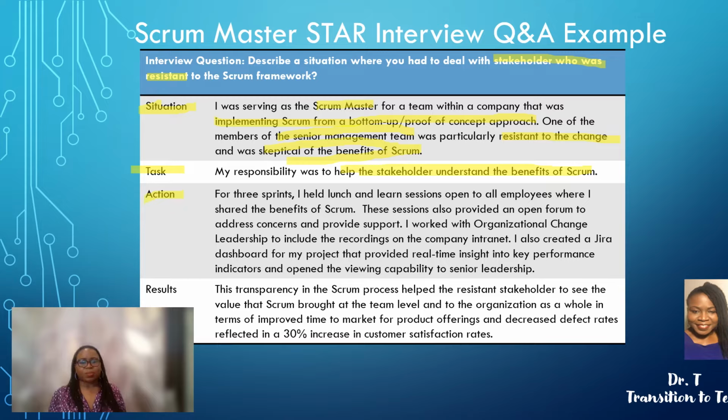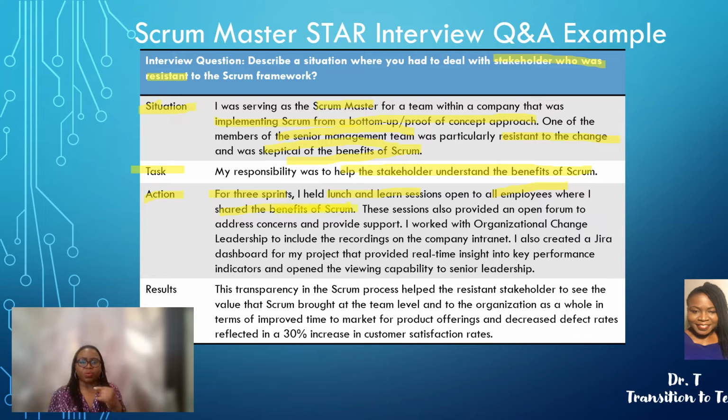A possible way to approach the action is to talk about the time when, for 3 sprints, you held lunch and learn sessions and you had them open to all employees. And that's where you talked about Scrum and you educated them on Scrum. So you had 6 weeks, if it was 2-week sprints, where you had these sessions where you opened it up to employees and they could come in, learn about Scrum, and become exposed to some of the benefits of implementing Scrum within an organization.